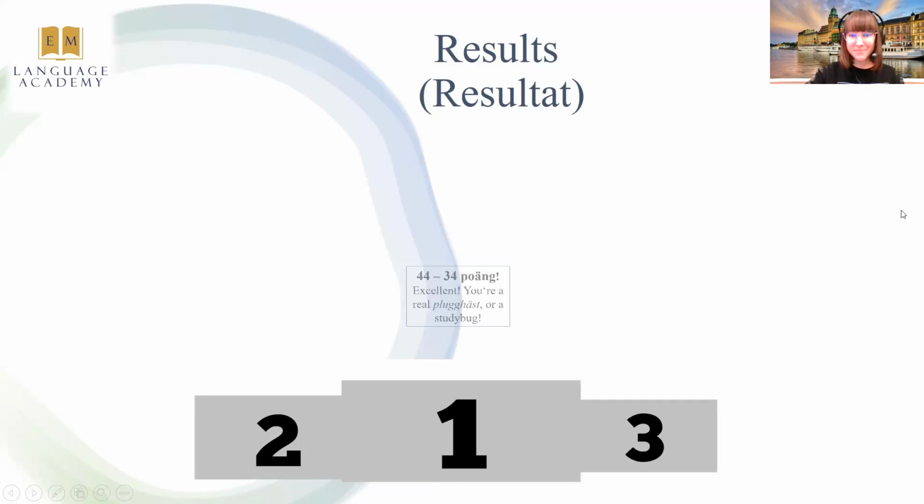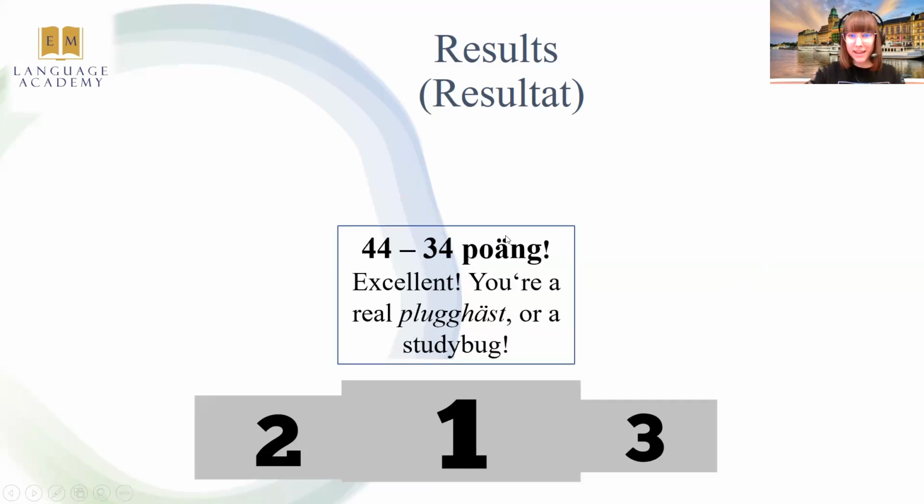So what are the points? You belong to the first place if your result is something between 34 points and 44 points. Poäng, right? That is an excellent result. That means that you are a real plugghäst or a study bug.